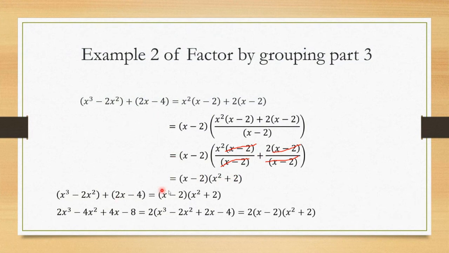So the original polynomial, well, not the original, but this polynomial we get here, the very one we started with here, well, we took out 2 to get this one, and this one we just factored. So the final answer is this: 2 times x minus 2 times x squared plus 2. That's what we get.